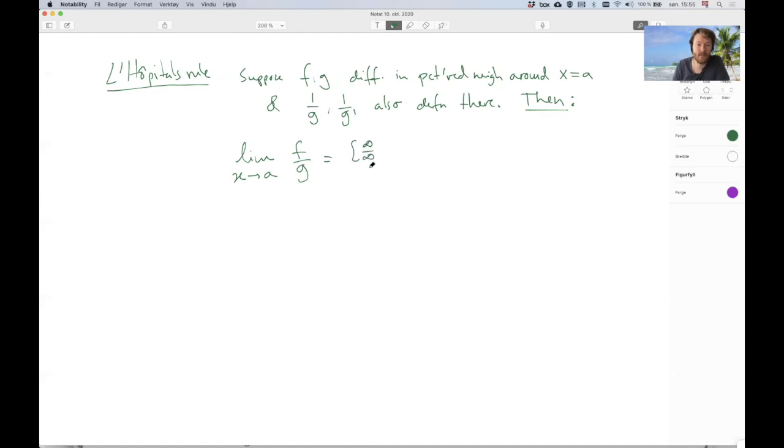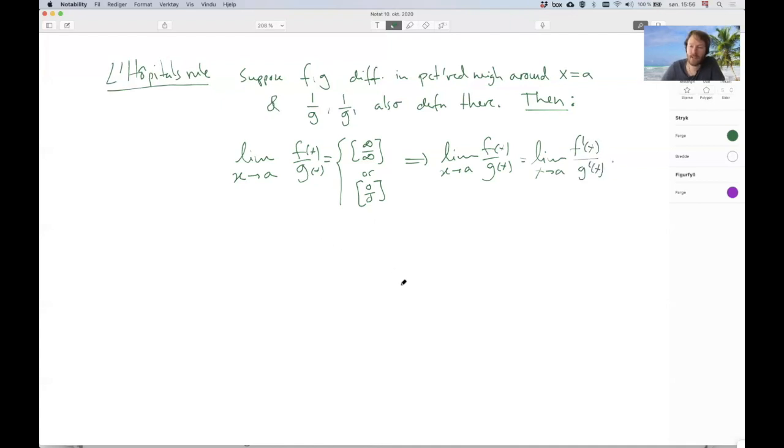infinity divided by infinity, or it's equal to 0 divided by 0, so one of these two, this implies that the limit as x tends towards a of f of x divided by g of x is equal to the limit as x tends towards a of f prime of x divided by g prime of x.